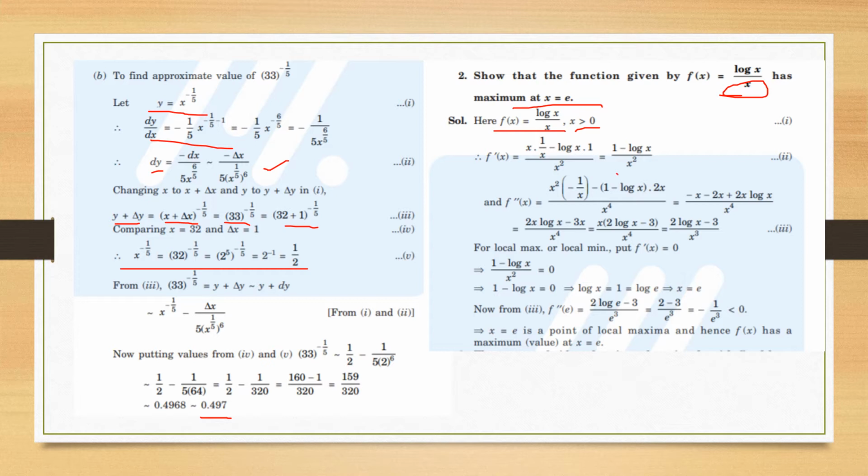So this is the derivative, and the double derivative is this. The critical point is 1 minus log x equal to 0, log x equal to 1, that is log e, so x is equal to e. I'll check the second derivative, which turns out to be negative. That means x equal to e is the point of local maxima, and f(x) has a maximum value at x equal to e.